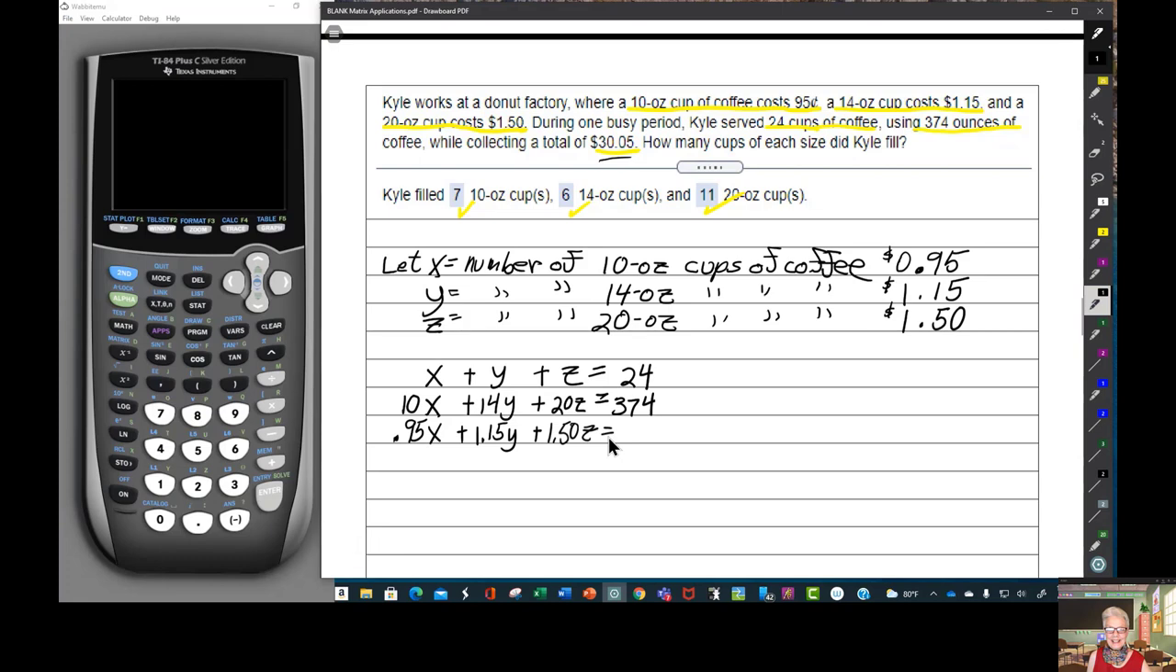And so all of that is going to add up to $30.05. So if we want to get rid of our decimals, the quick and easy way to do it is to multiply both sides of line 3 by 100. And that might be better, really. 100 times 100. I should do it like this. Okay.